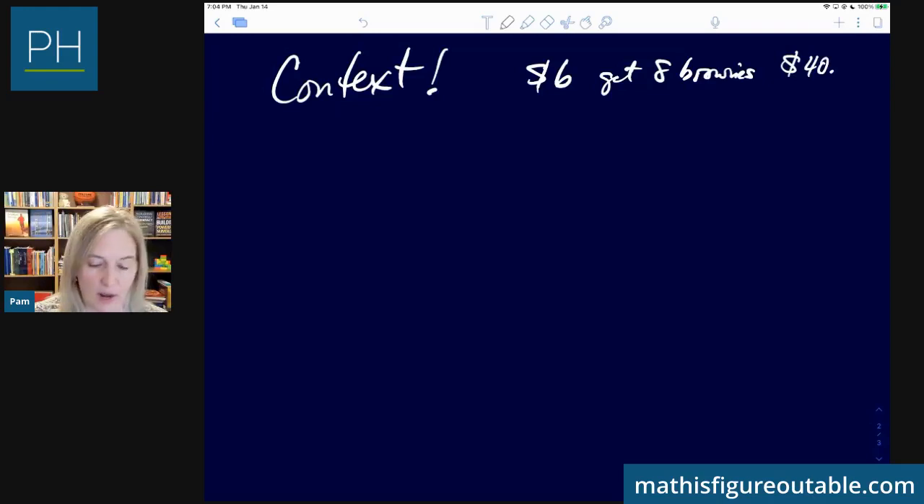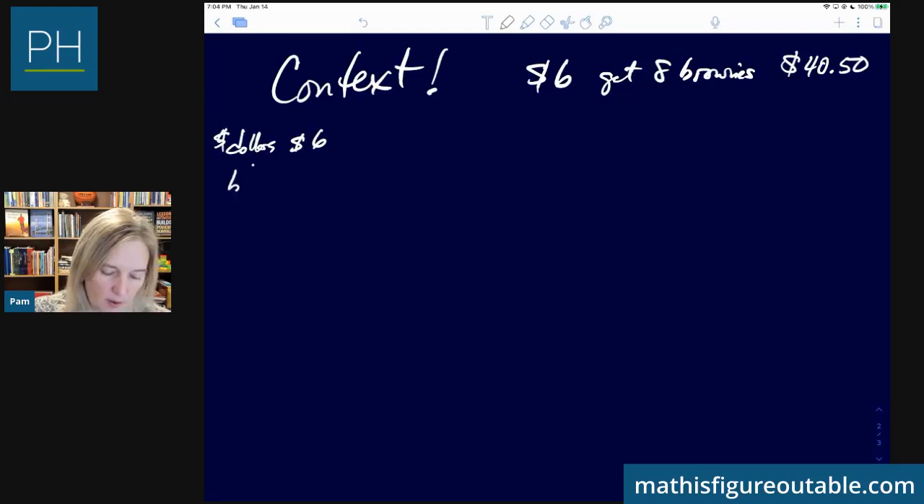This is what I have. I've got $40.50. I'm going to support your group. How many brownies can I get? So we start with a context, and then we help kids think about, all right, if I've got that $6 and I can get, let me put dollars here, or money, and then we're going to put brownies here. And so I've got $6 can get me 8 brownies.